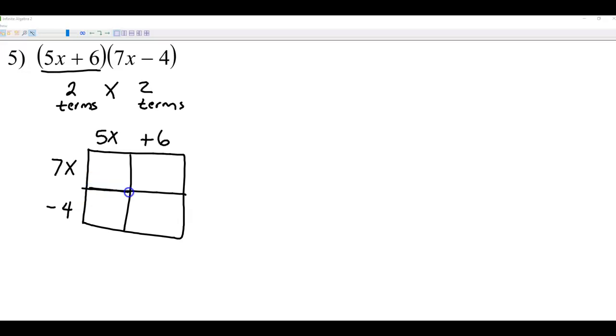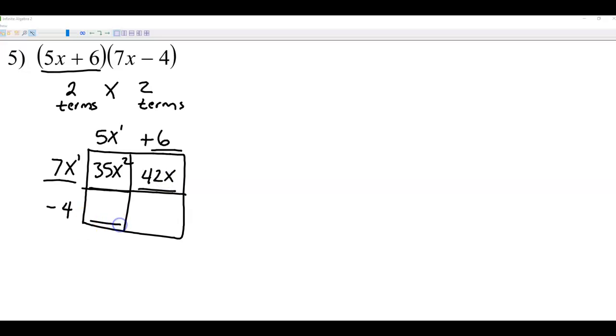To find out what this square is, we're going to multiply the one above it and the one to the left of it. So 7x times 5x. 7 times 5 is 35. x times x, that's 1 plus 1, which is 2 for an exponent, so 35x squared. To find your next box, the one above it is 6, the one to the left is 7x, so I'm multiplying these two together to get that box. That would be 42x.